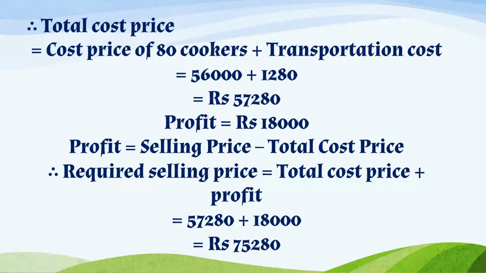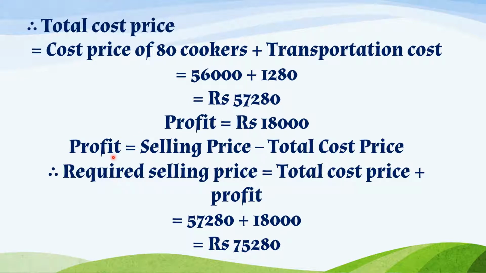Total cost price is equal to cost price of 80 cookers plus transportation cost. So cost price of 80 cookers is 56,000 plus transportation cost 1,280. When you add this, you will get 57,280, and the profit of rupees 18,000 she wants.